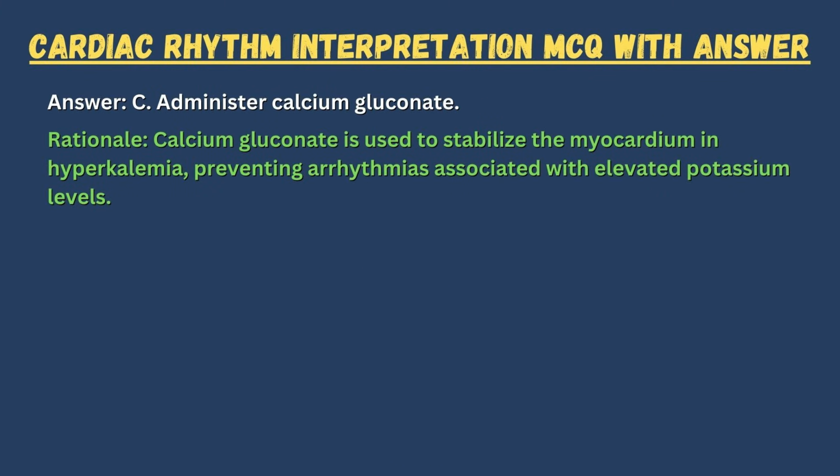Answer: C. Administer calcium gluconate. Rationale: calcium gluconate is used to stabilize the myocardium in hyperkalemia, preventing arrhythmias associated with elevated potassium levels.